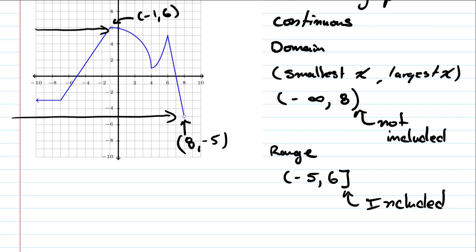So in terms of our domain, we go from negative infinity to positive 8, not including either, and our range is from negative 5 to 6, including 6, but not including negative 5, because we have that hole in our graph at that point.